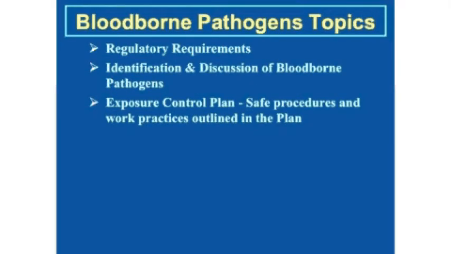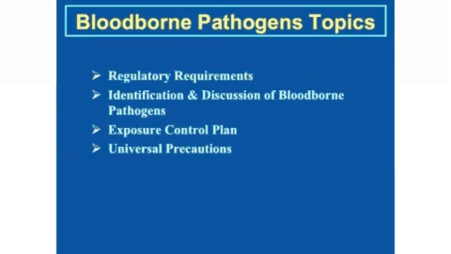The exposure control plan is a set of written procedures and safe work practices that identify how an employer controls and contains bloodborne pathogens and prevents the transmission and exposure of them to employees. Among the most important concepts under bloodborne pathogens is that of universal precautions. It is at the core and the foundation of the program and establishes precautionary measures that reinforce the risks to employees.